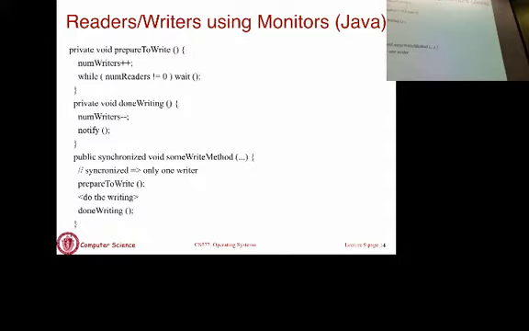Yes? Wait, so when a reader or a writer is in a synchronized method, neither readers nor writers can enter any of their synchronized methods also? Yes. Synchronized, in this case, at a class level, is a global lock. Okay, so everything else is going to block.